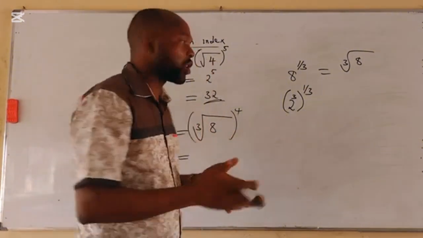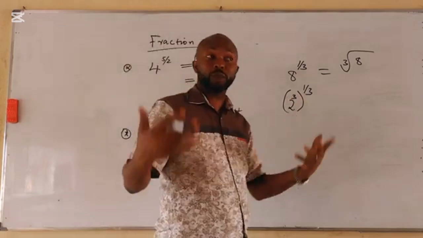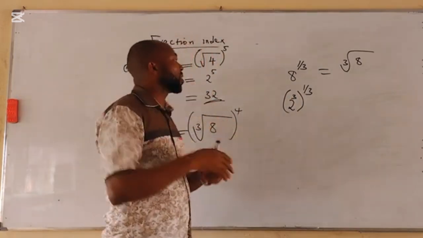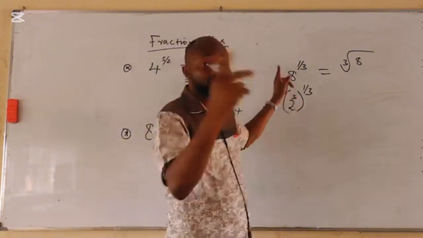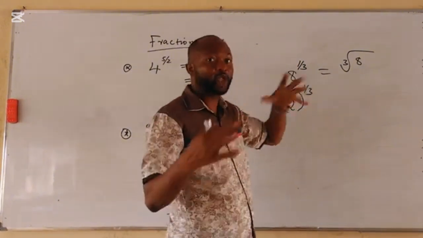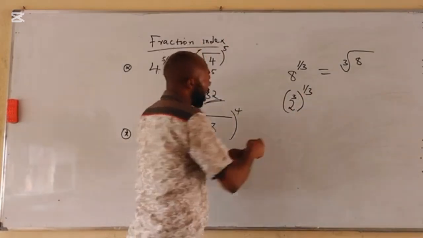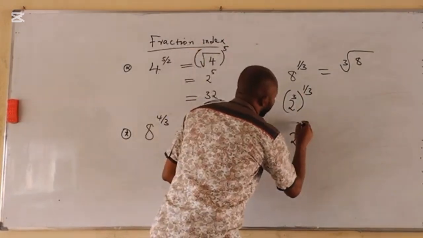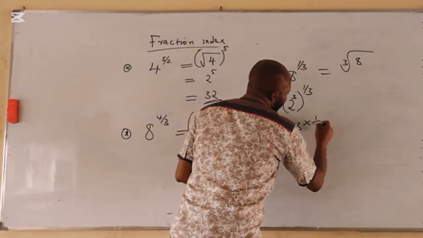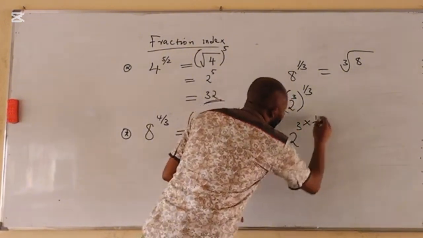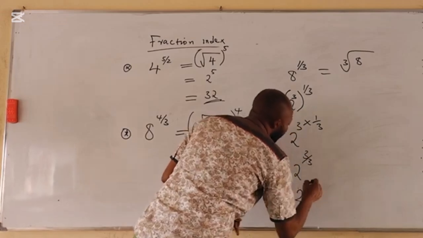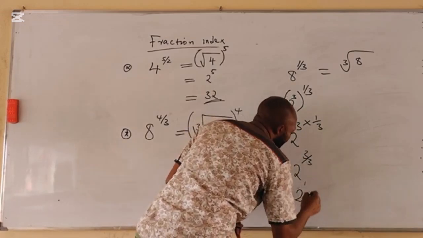Sorry. Powers law says that when a number is raised to a certain power, which is again raised to another power, the number 2 is said to be in powers, and the powers are multiplied together for the final result. So I will have 2 raised to the power 3, multiply their powers, times 1 over 3. So this is 2 raised to the power 3 times 1 is 3 over 3. 2 raised to the power 3 divided by 3 is 1. 2 raised to the power 1 is 2.